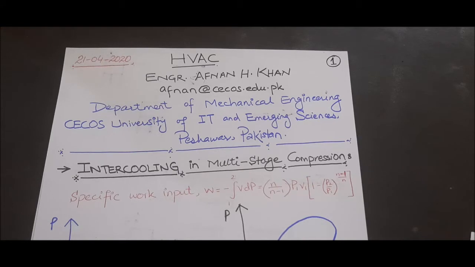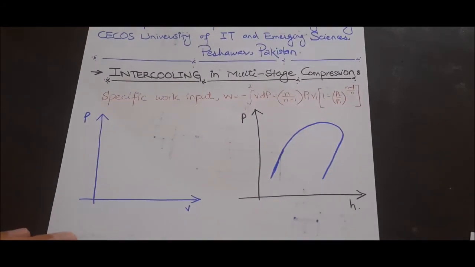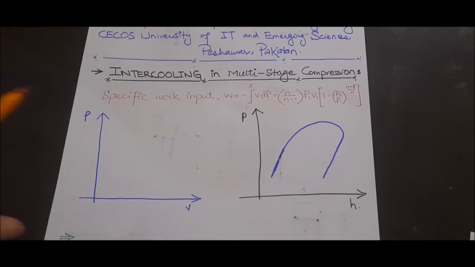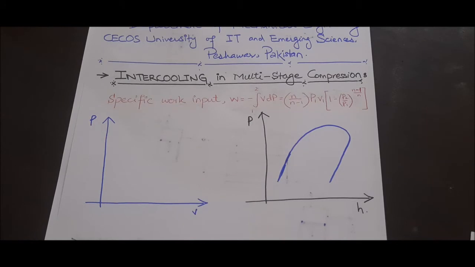Now to explain how the intercooling in multi-stage compression works, there would be at least two or more than two compressions, because the compression would be in multi-stage, not in a single stage. Now if you can see, we have a PV diagram and we have a pH diagram, and now we are going to see how we can actually save the work.